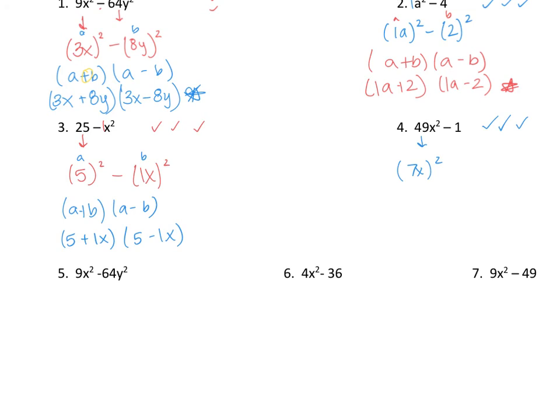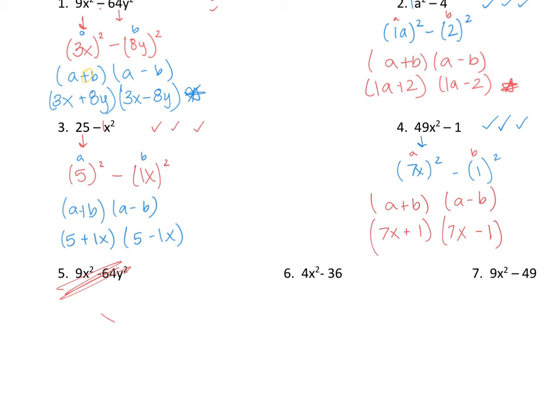Remember to put it in my parentheses. And then the square root of 1 is just 1. Okay, so now I have my a and b. So plug in a plus b, a minus b. So my a is 7x plus my b. And then 7x minus 1. Okay, so you're just switching your signs. 5 is the same thing as number 1, so we're not going to do that one.